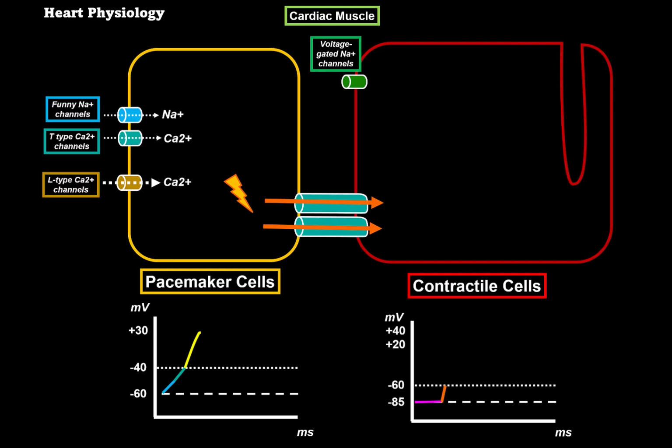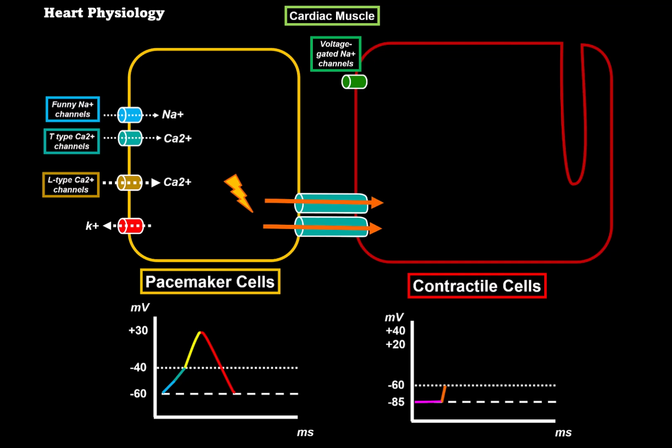While this is happening, if we go back to the pacemaker cells, the L-type calcium channels will close and potassium channels start opening up, and we will get an efflux of potassium, which triggers repolarization. So potassium ions start going out of the cell, which brings the membrane potential all the way back to -60 millivolts. Alright, let's go back to the contractile myocardium.